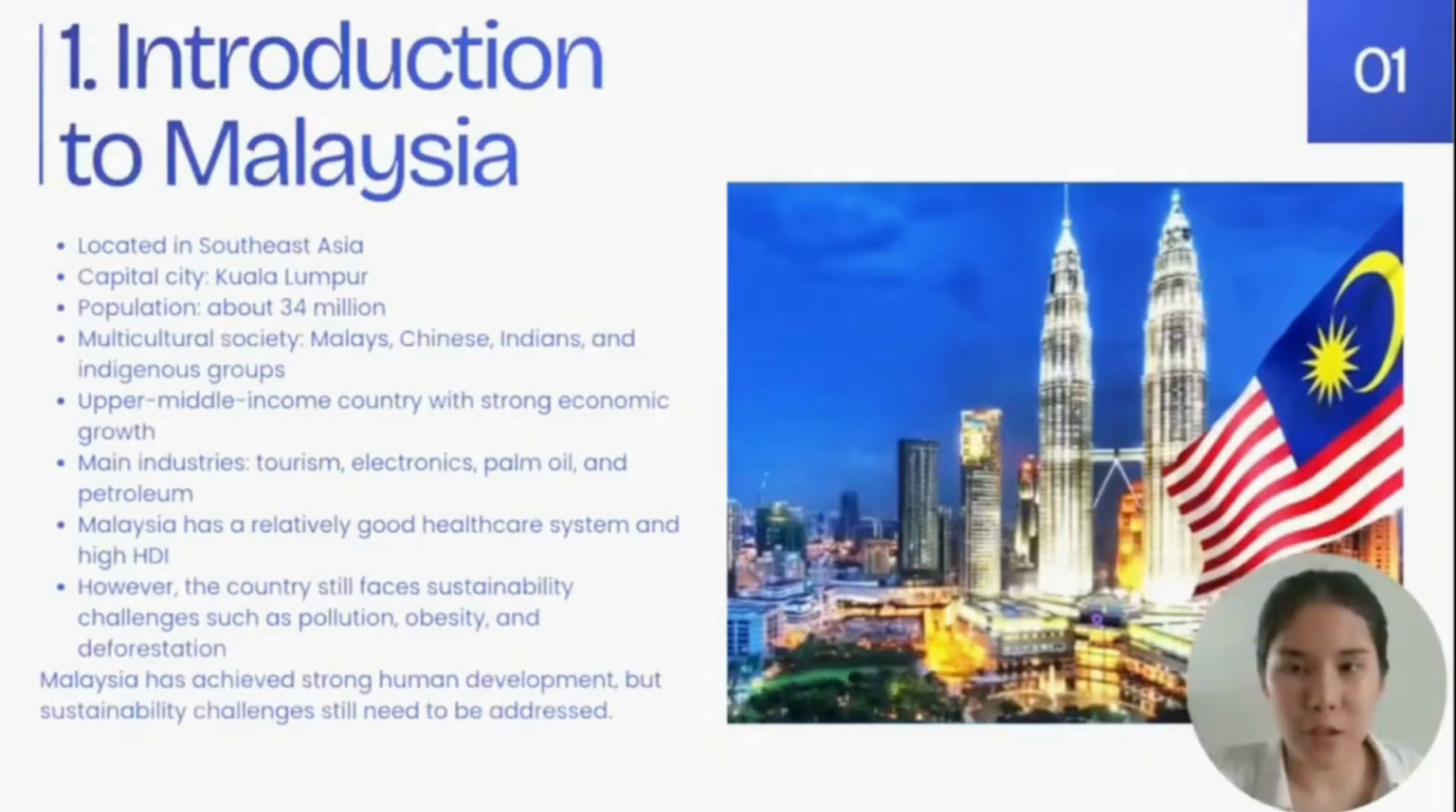First, let's introduce Malaysia. It's located in Southeast Asia. The capital city is Kuala Lumpur, and the population is about 34 million. It is a multicultural society of Malays, Chinese, Indians, and indigenous groups. It is an upper-middle-income country with strong economic growth. The main industries include tourism, electronics, palm oil, and petroleum.